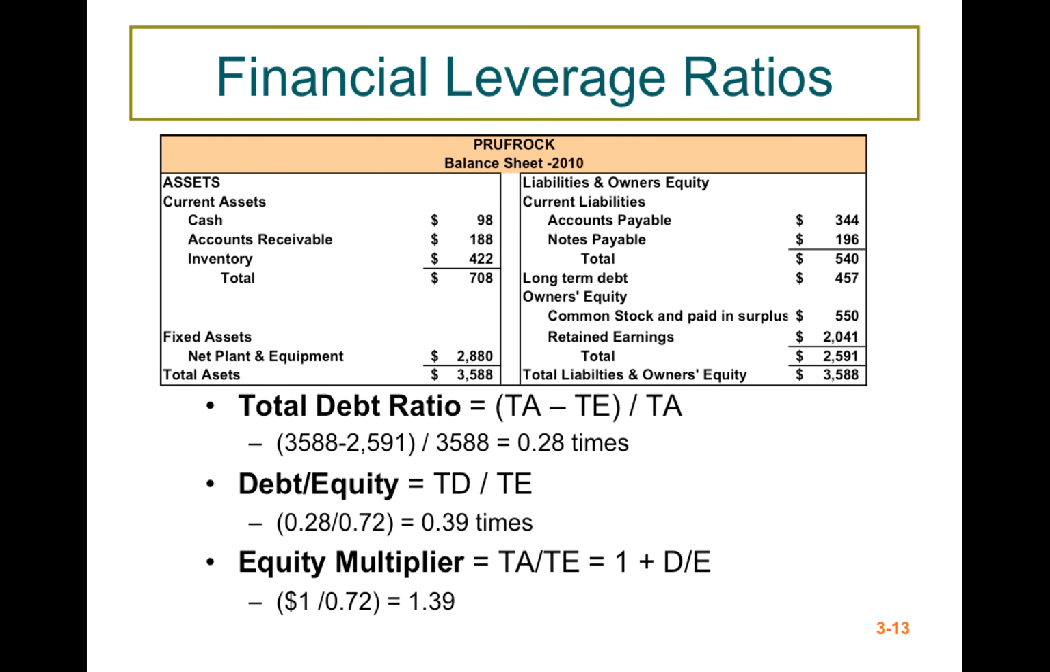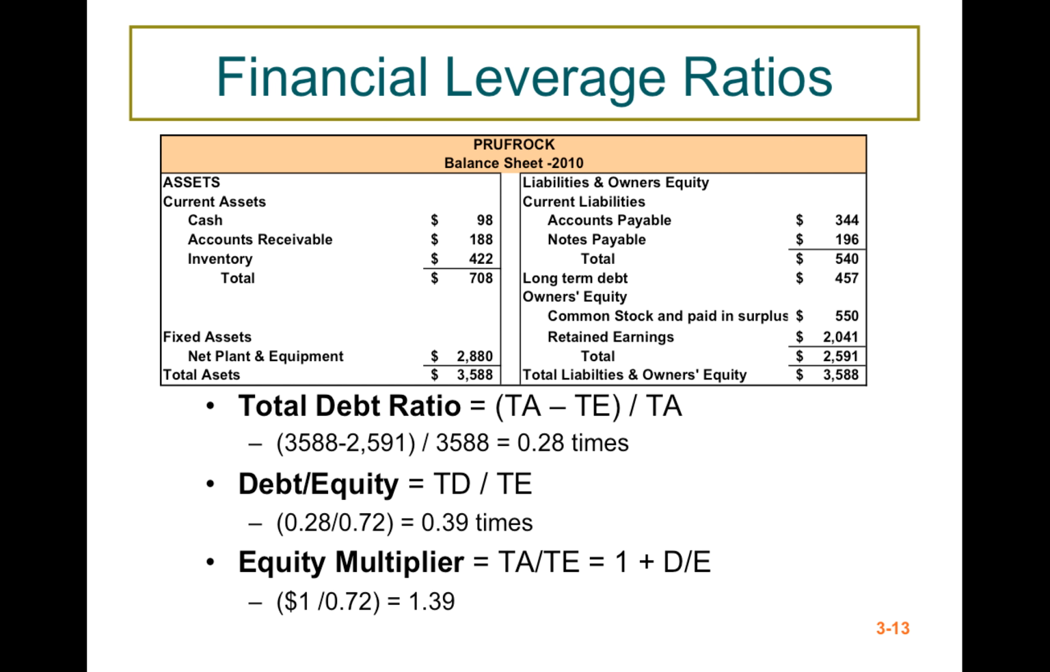Financial leverage ratios are going to measure the level of indebtedness or debt capacity, the ability to service debt, or the likelihood of default. So we have a couple ratios here. The total debt ratio: you're looking at your total assets less your total equity over your total assets. Basically, this for this particular firm means that they have 28 cents of debt for every $1 in assets.